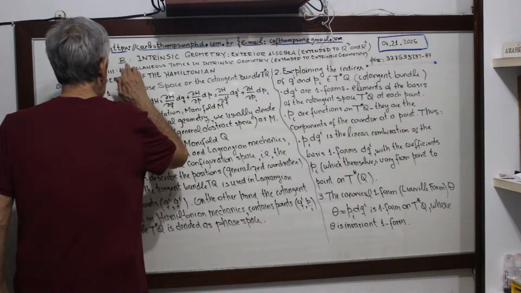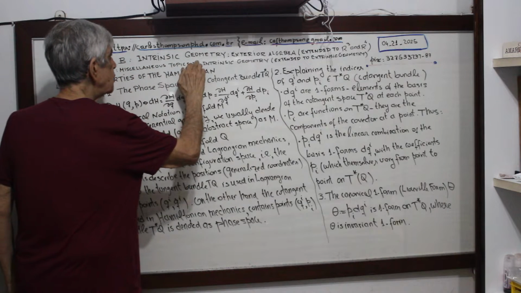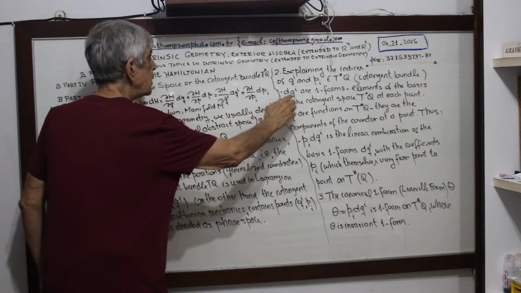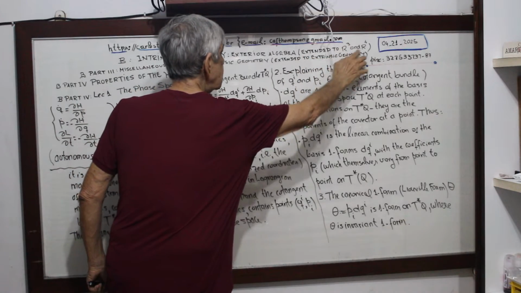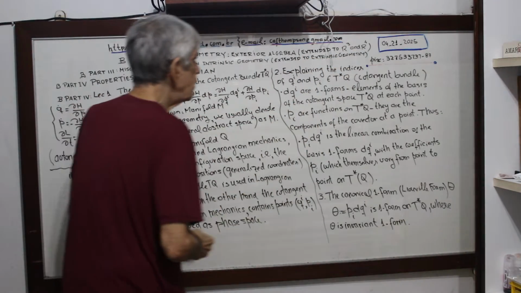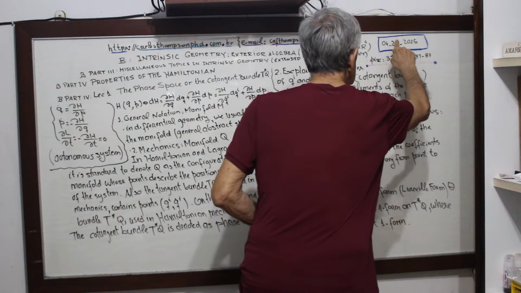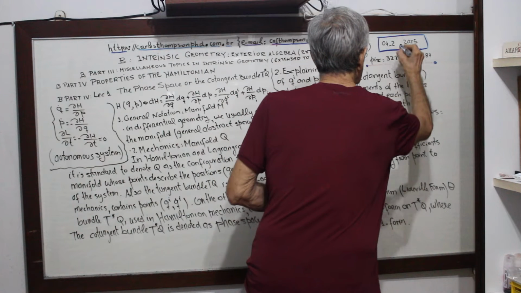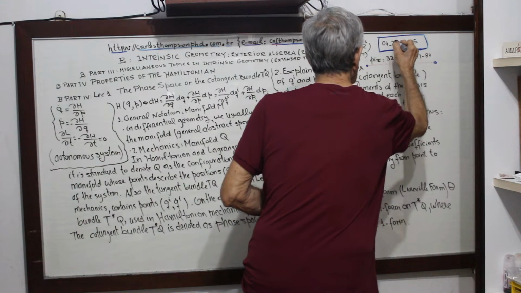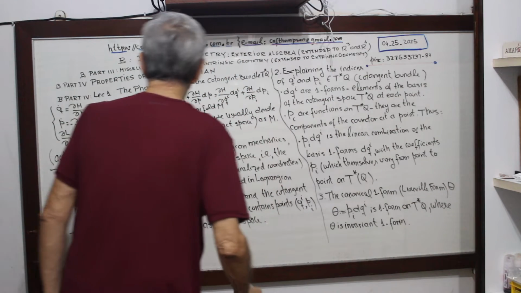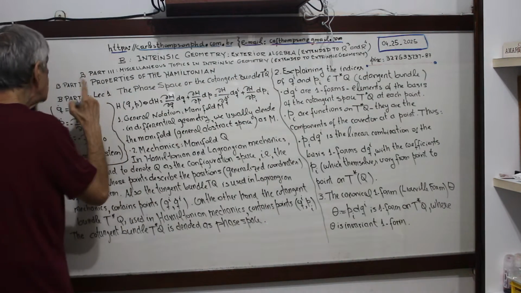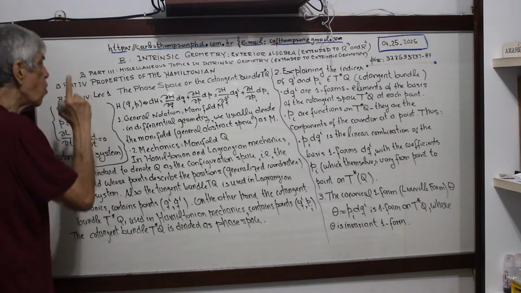Okay. Item B, intrinsic geometry, exterior algebra, extend to R3 and R4. Today is 25th. Now let's move to B part 4.